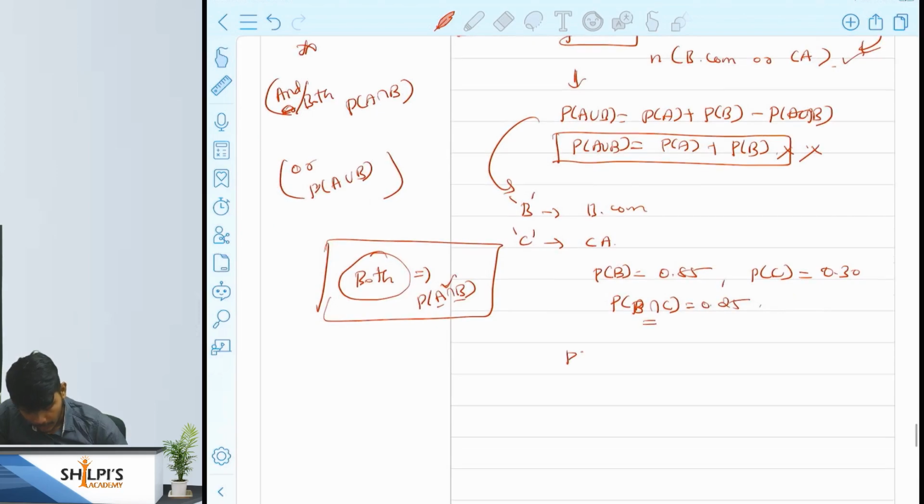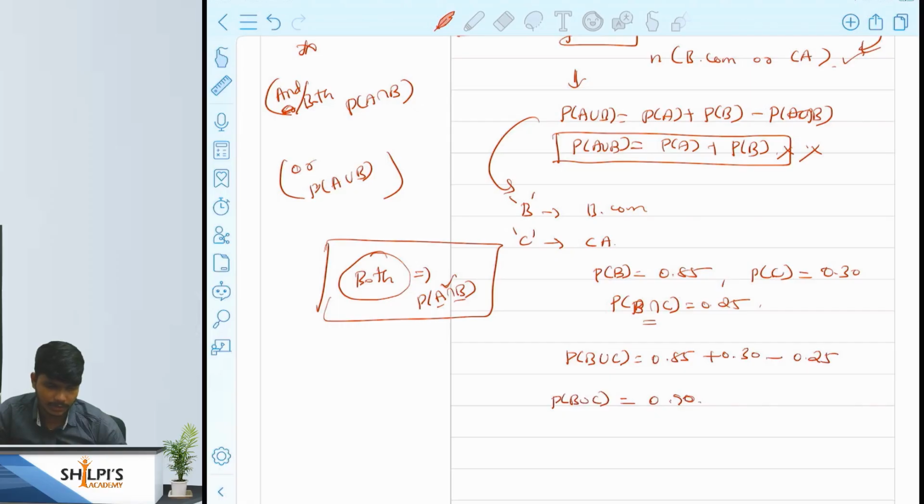So I want to find P of B union C. Using that formula, P of B plus P of C minus P of B intersection C. After simplification we will get 0.90, right? So P of B union C is 0.90. So this is not the final answer for this question.